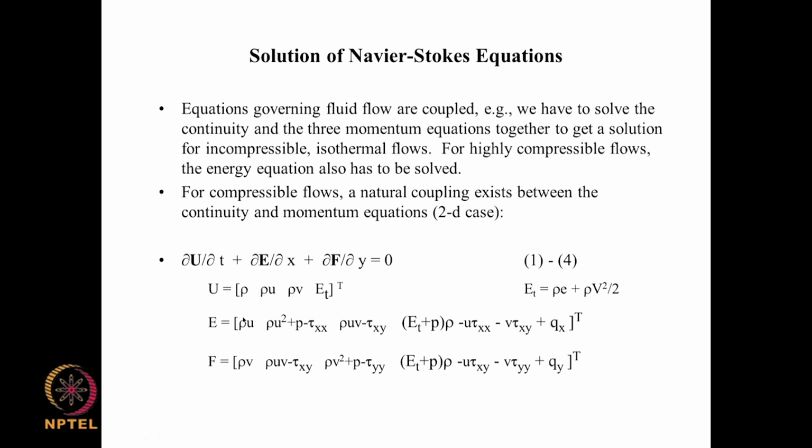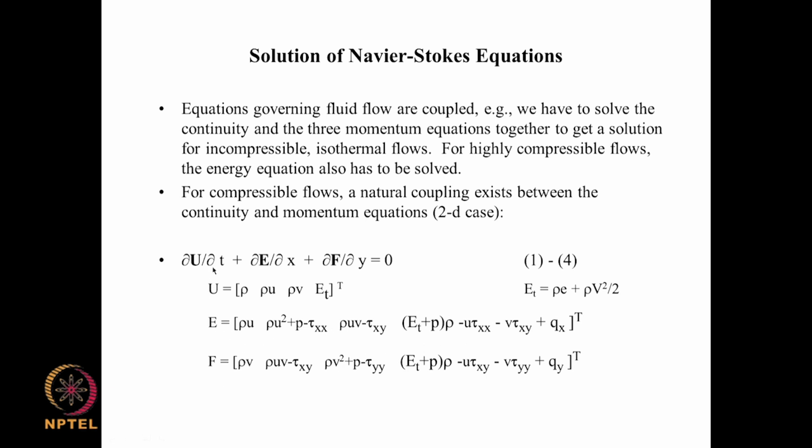For example, U here in the case of continuity takes rho, and in the case of x momentum it is rho u, in the case of y momentum it is rho v, and in the case of energy equation this is the total energy which is expressed as rho times e, where small e is the internal energy, plus rho V square by 2, which is the kinetic energy. Okay. So, in that sense U takes on 4 different values for the 4 different equations, and similarly E and F.